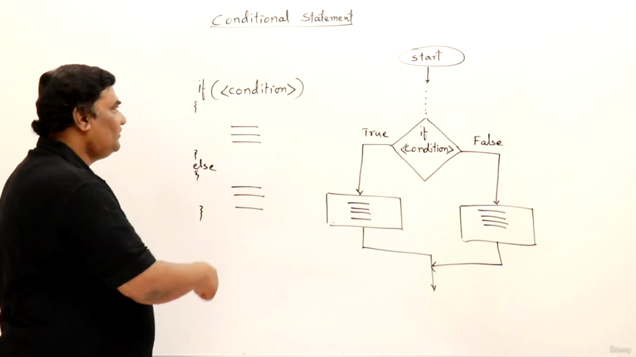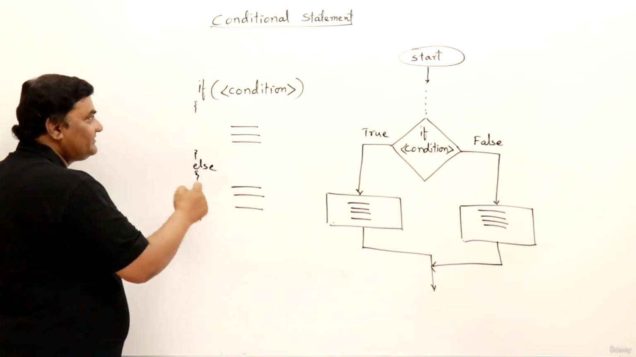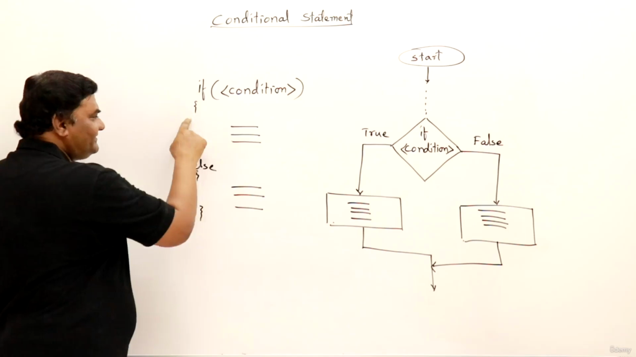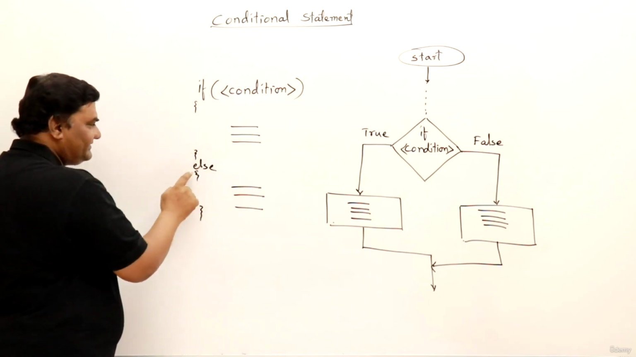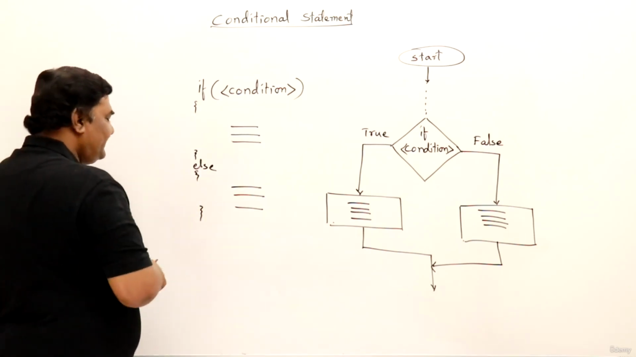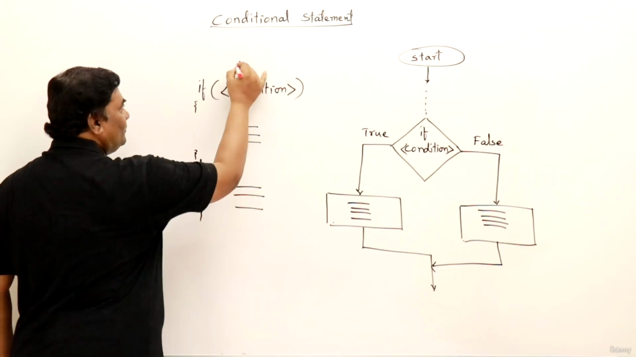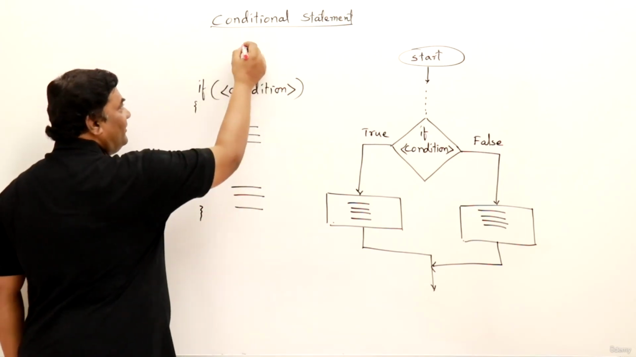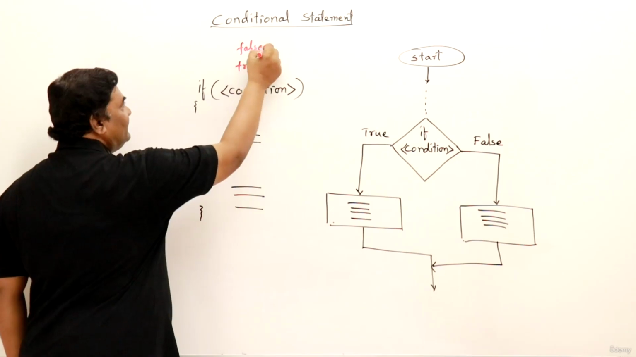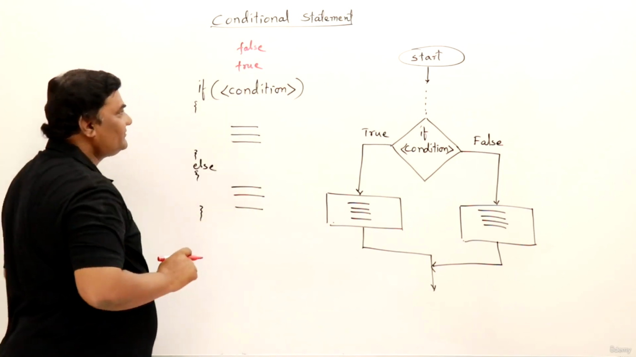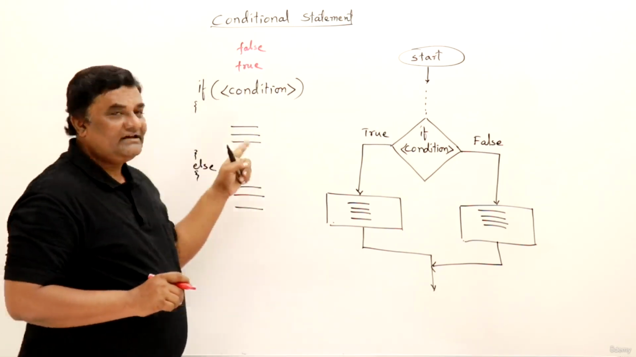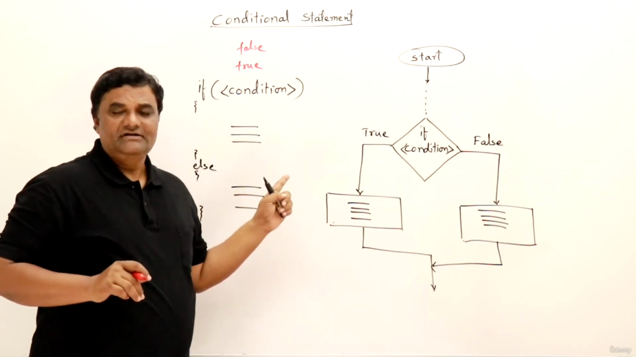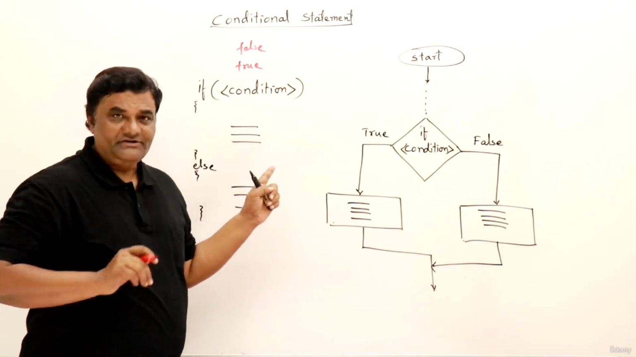This is the skeleton of a C++ conditional statement. If, and this is the condition, and this is the block of if in curly brackets, then else, and the block of else. If the condition given here is true, then this block will be executed. If it is false, then this block will be executed. So depending on the result of the condition, either the if block or the else block is executed. How to write the condition, we will see afterwards.